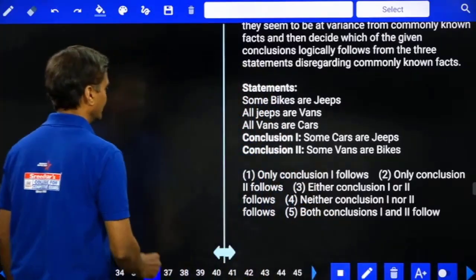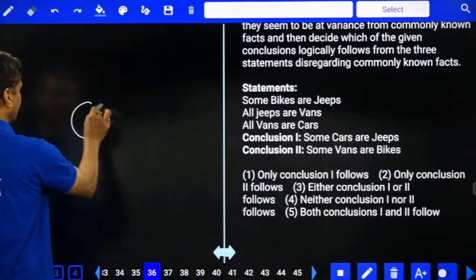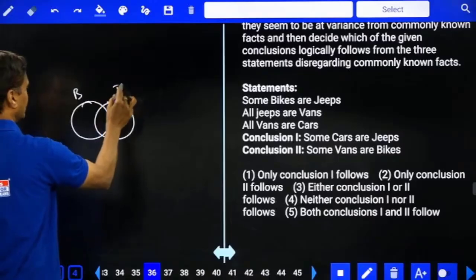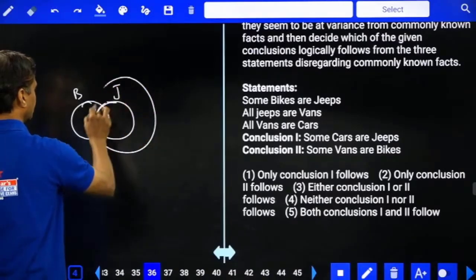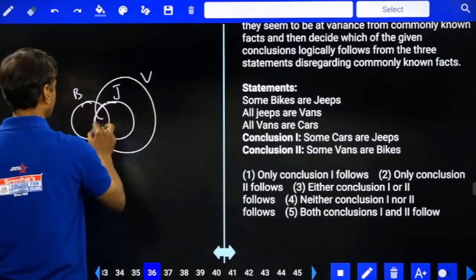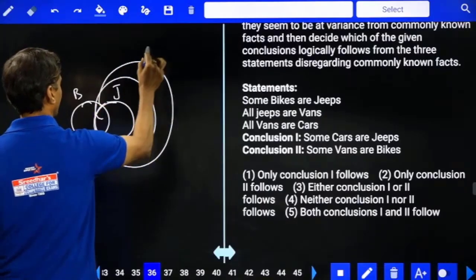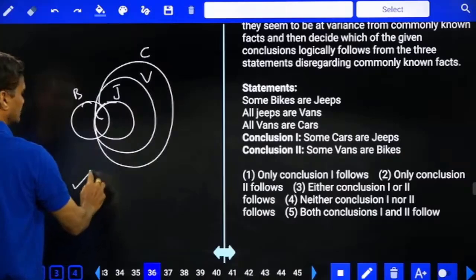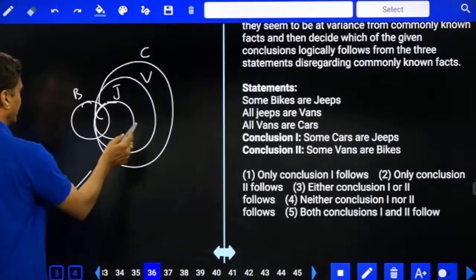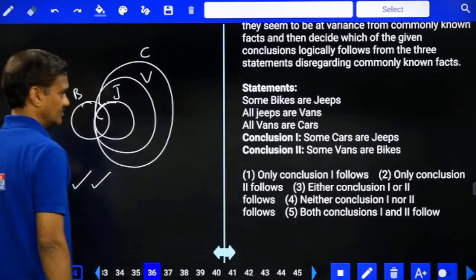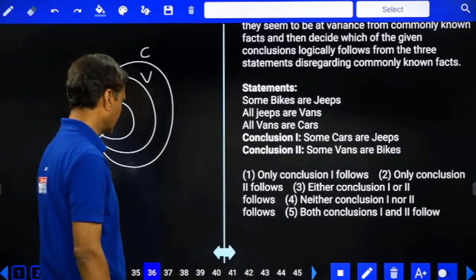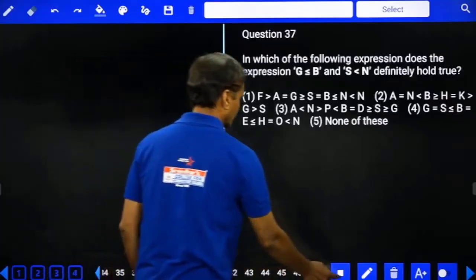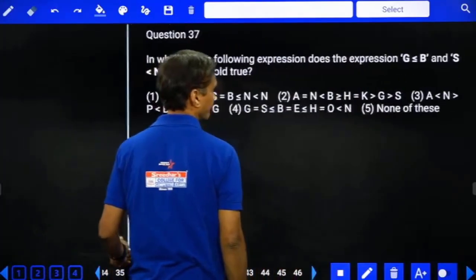Now some bikes are jeeps. Now these are the bikes that are jeeps, bike and a jeep. Some bikes are jeeps. All these jeeps are what? All jeeps are vans. And all vans are what? All vans are cars. Then some cars are jeeps, some cars are jeeps too. Some vans are bikes, that is also true. Then what is your answer? Both 1 and 2, choice for 36. Then 37. Now in this question number 37.